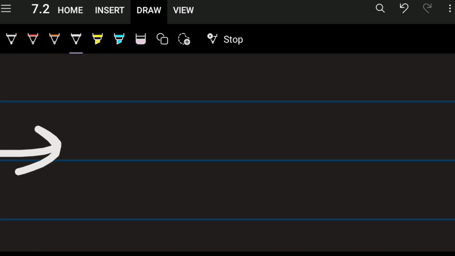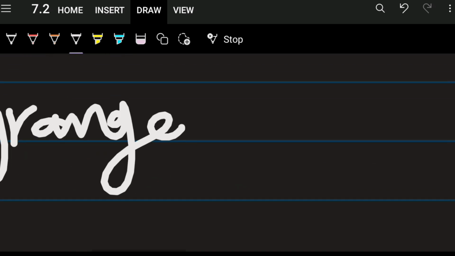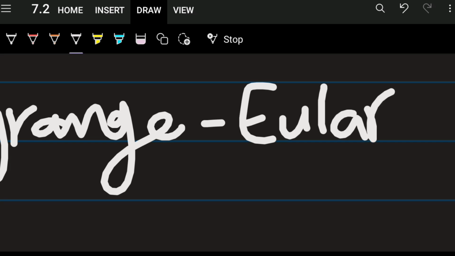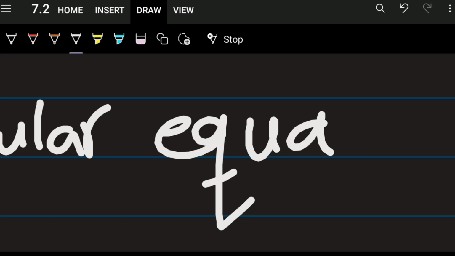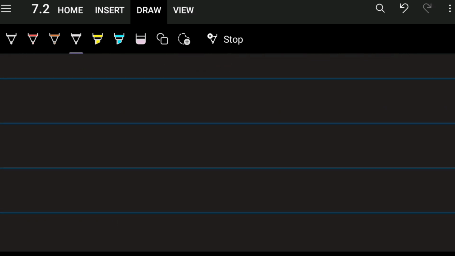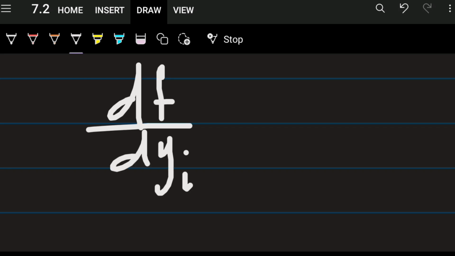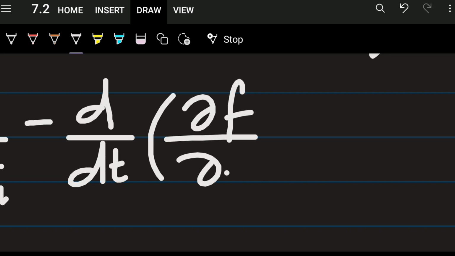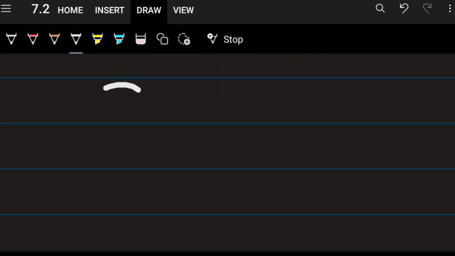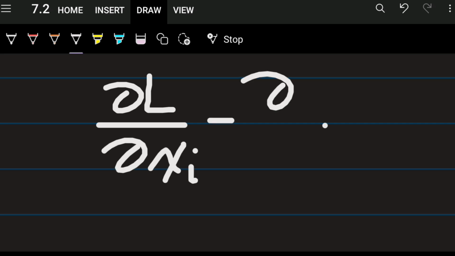And from Chapter 6 as well, the Euler-Lagrange equation is as follows. And by applying it on L, the Lagrangian, we get the following, which is the Lagrange equations of motion.